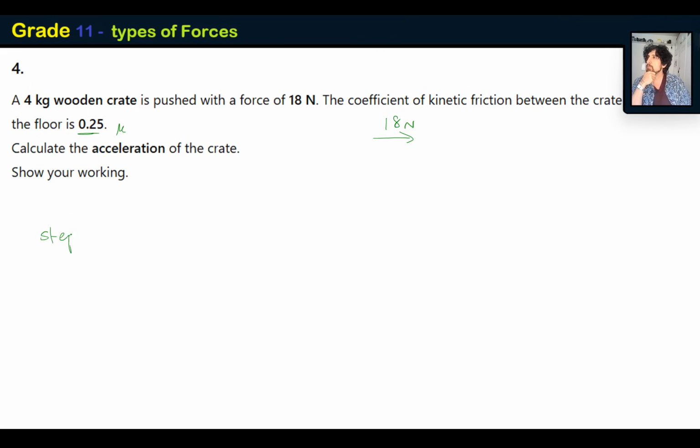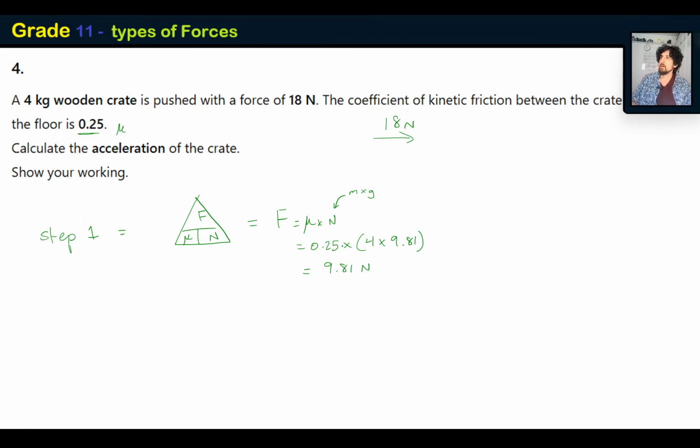So first of all, step 1, go to force, triangle please, force equals mu times normal, and so it's going to be force is equivalent to mu times n, and I know that's going to be 0.25 multiplied by the normal force. Remember, that's going to be mass times gravity, so it's going to be 4 multiplied by 9.81, which is acceleration towards gravity. So that's just 9.81 because it's a quarter times 4, so it's 1 times 9.81, so I know the force is going to be 9.81 newtons. So I found the friction force.